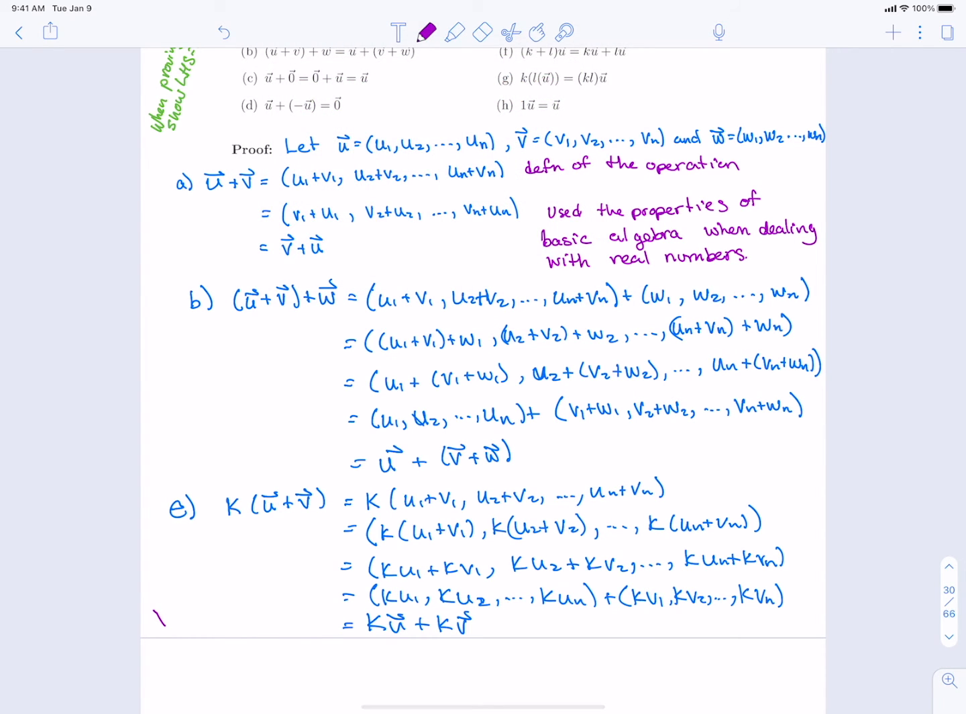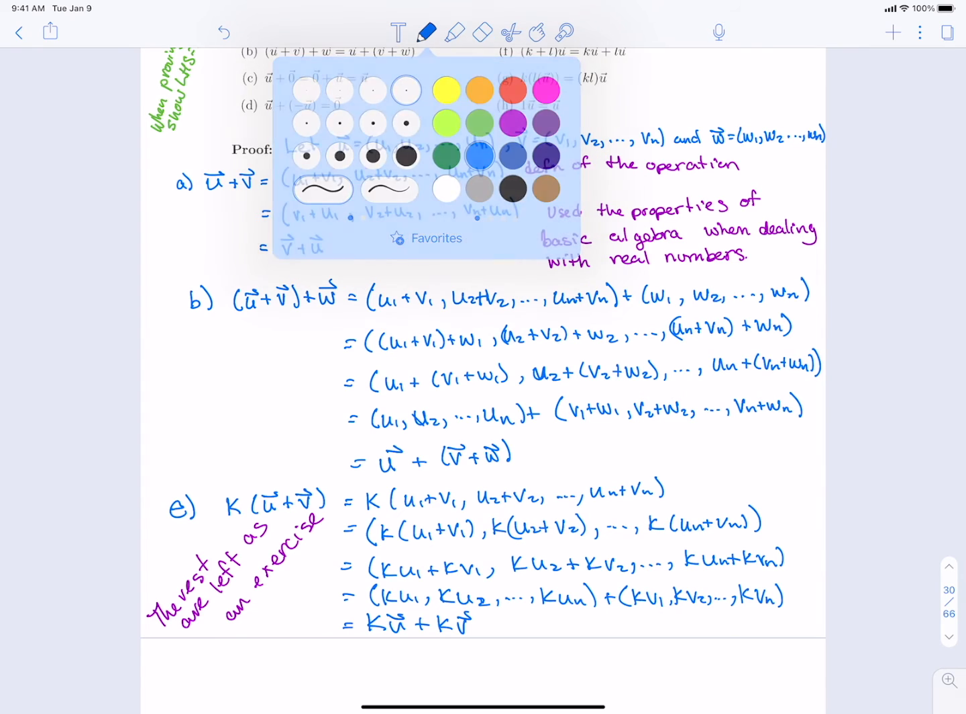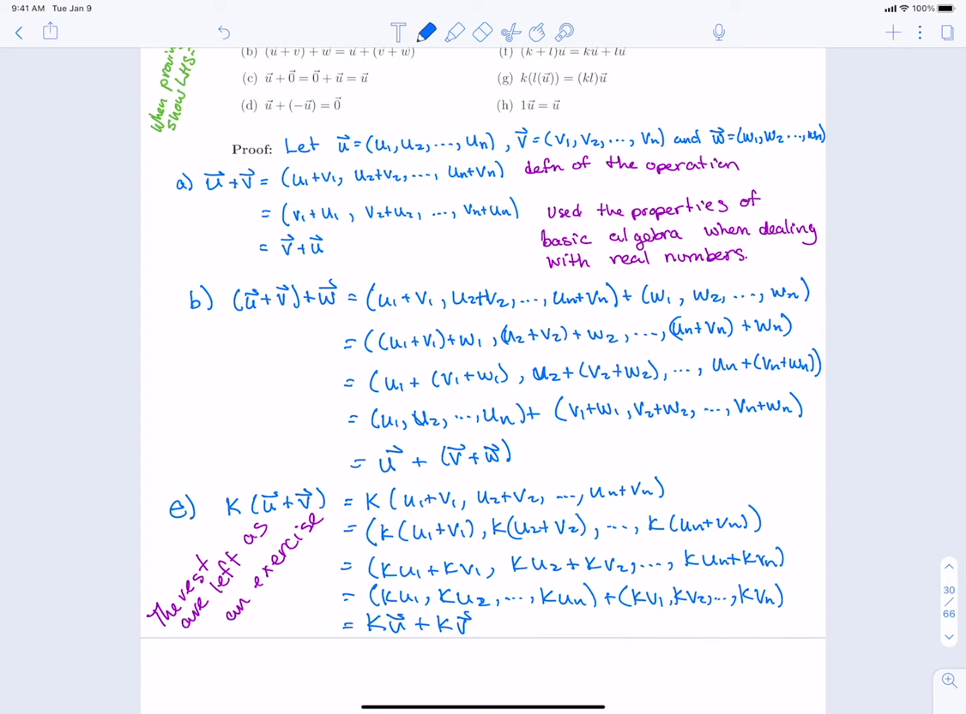So here's 3 examples. I'm going to say the rest are left as an exercise for you to practice on your own with your proofs, because this is something that you will need to know how to do for this course.